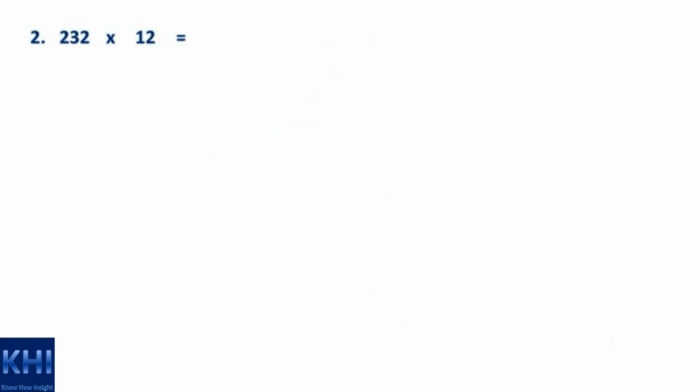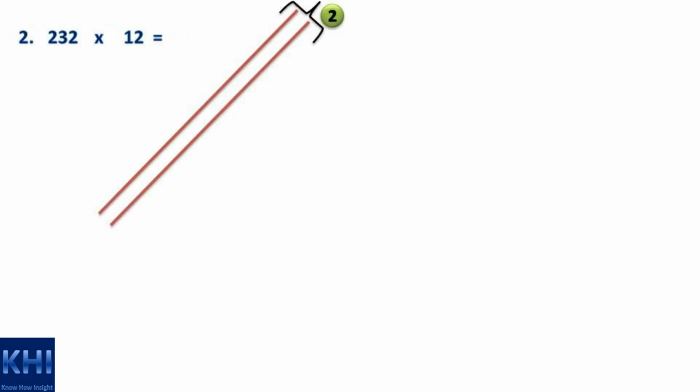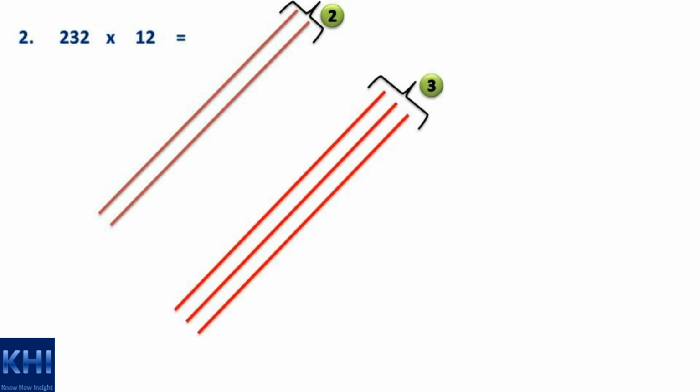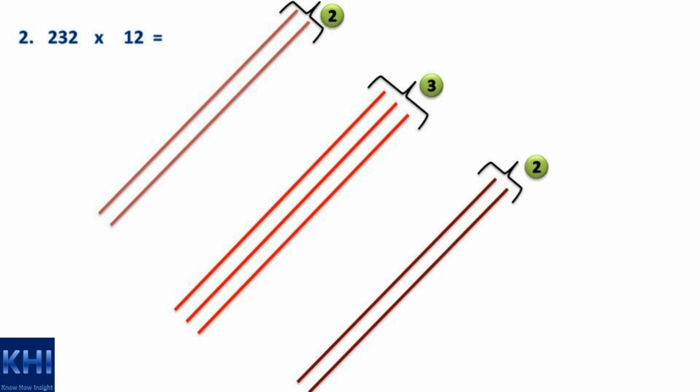Let's see one more example. 232 multiplied by 12. In 232, 2 is your first number, so draw 2 slanting lines. Your next number is 3, so draw 3 slanting lines, and your next number is 2, so draw 2 more slanting lines. Now draw a set of lines for 12.